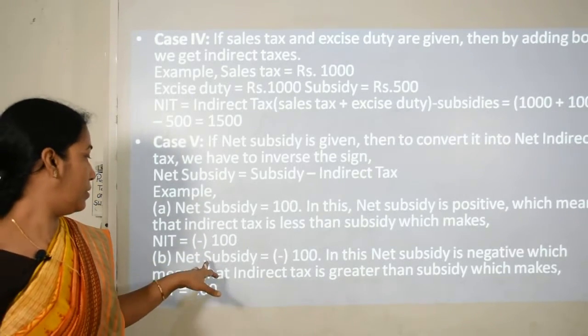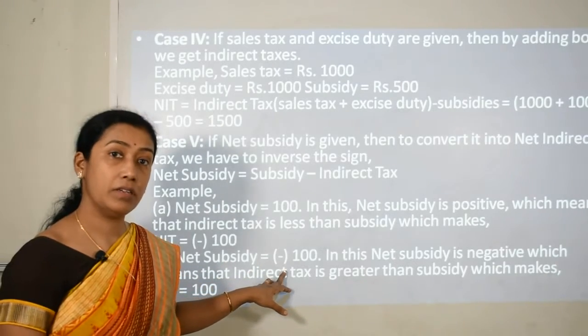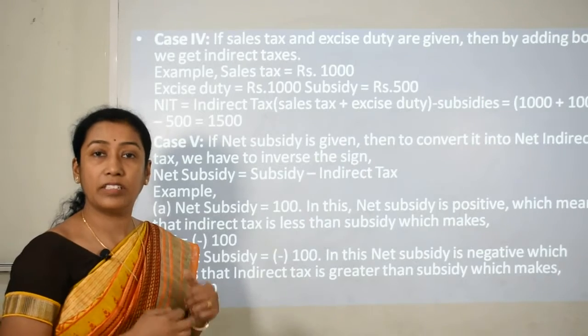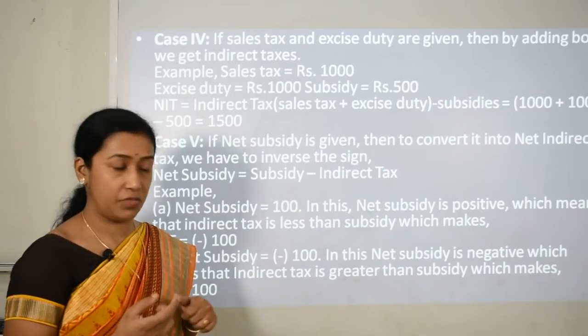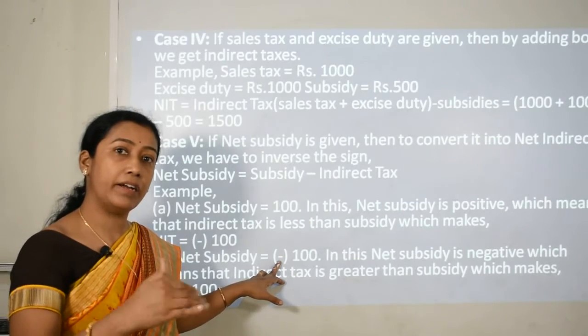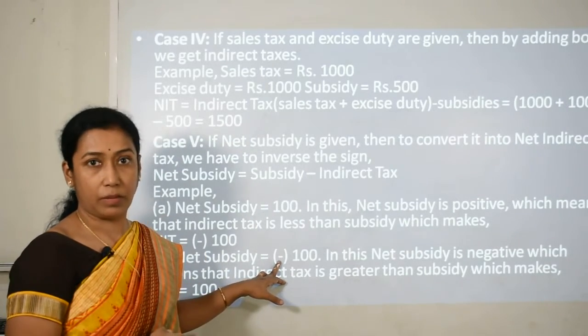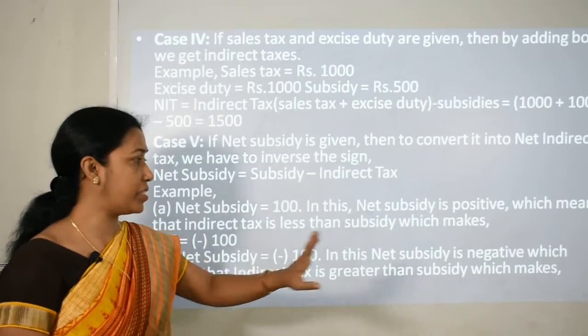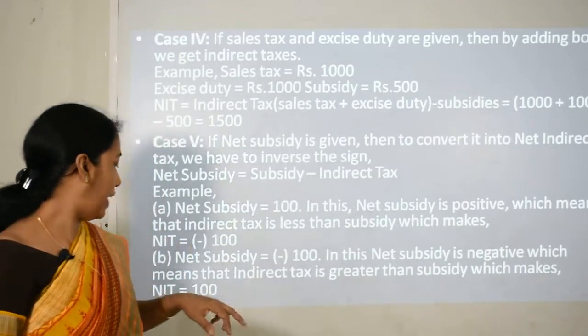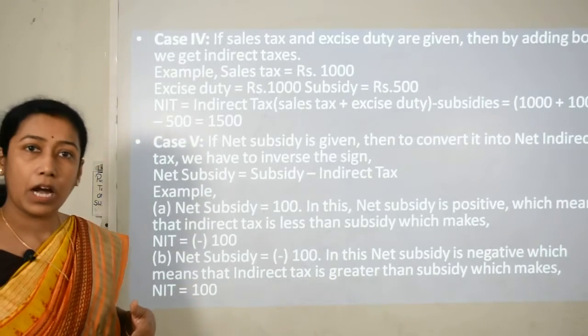Now second case is when net subsidy is given as negative. In the previous case we discussed that net subsidy is given as positive. Now here it is already given as negative. So we can assume that indirect tax will be more than subsidies. In this, net subsidy is negative, which means that indirect tax is greater than subsidy, and which makes net indirect tax as 100. Okay.